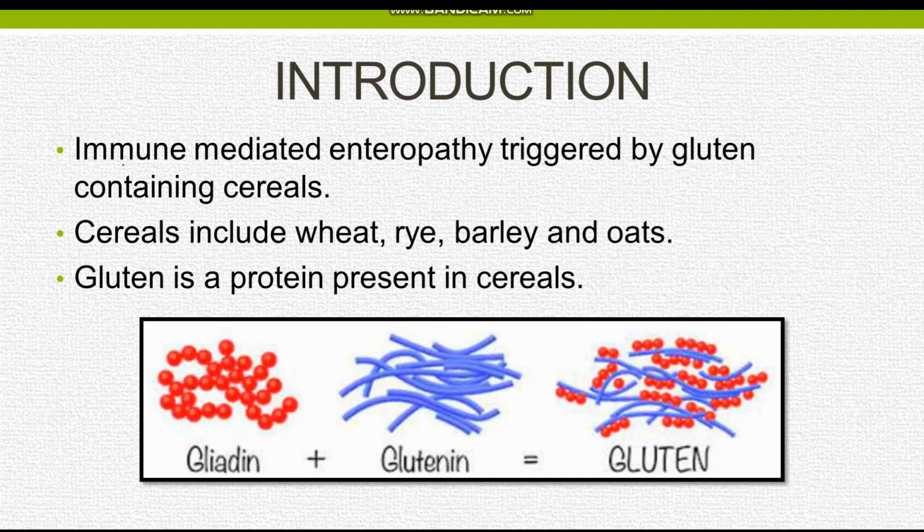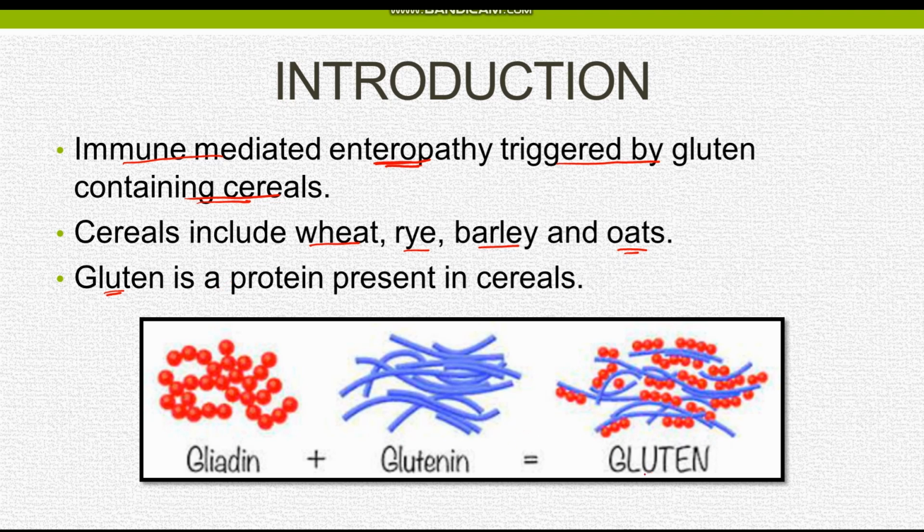Celiac disease is an immune mediated enteropathy which is triggered by the gluten present in the cereals. Enteropathy means a disorder of the intestine, and the cereals include wheat, rye, barley, and oats. These cereals contain a specific protein which is known as gluten. Gluten is the causative entity in celiac disease.